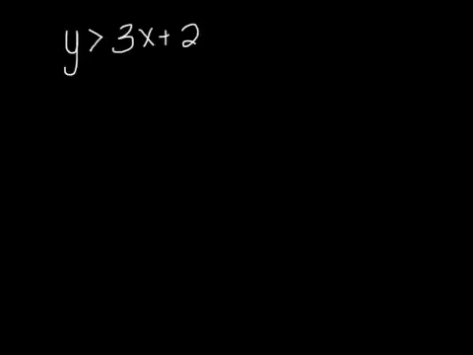Section 2.8 talks about two variable inequalities. So a couple things I want to highlight. If you have greater than or less than, you'll graph with a dotted line. If you have greater than or equal to and less than or equal to, you'll graph with a solid line.